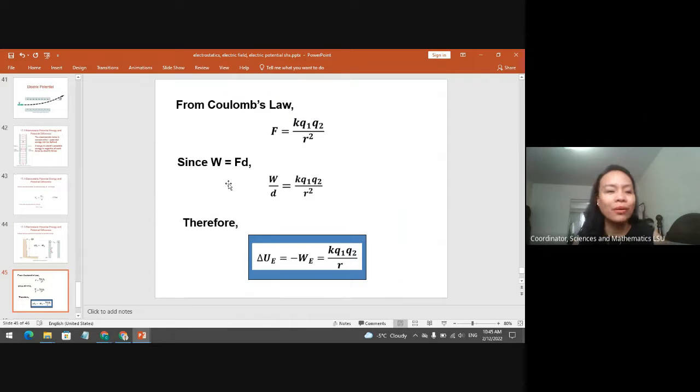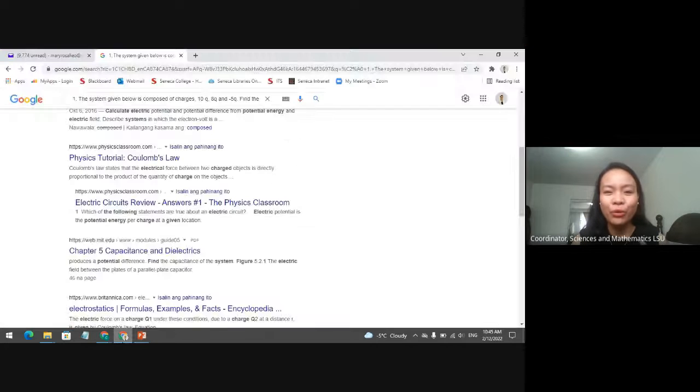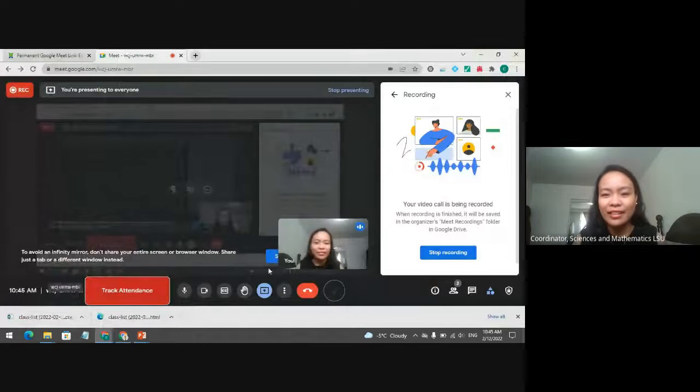So we have our derived formulas also. These are shown in your module. You can take a look at that, and examples for this are also in your module. So that's it for week 2.